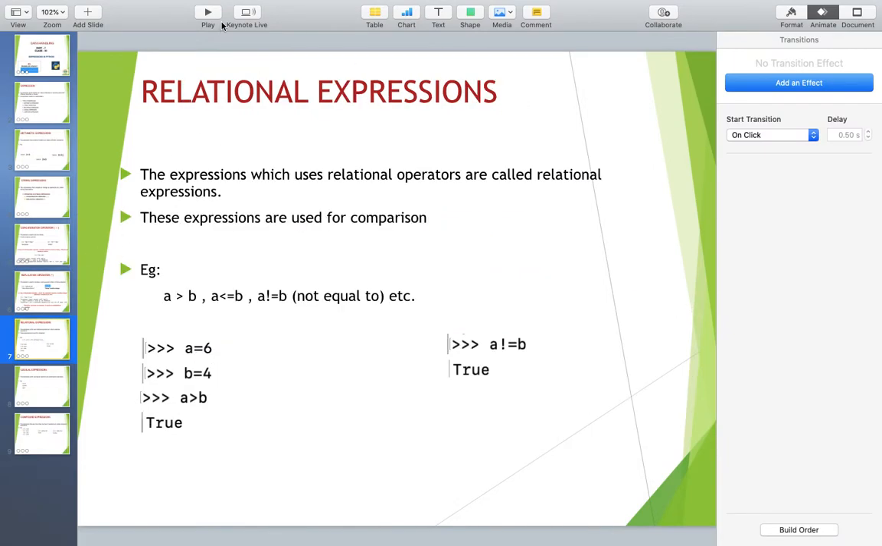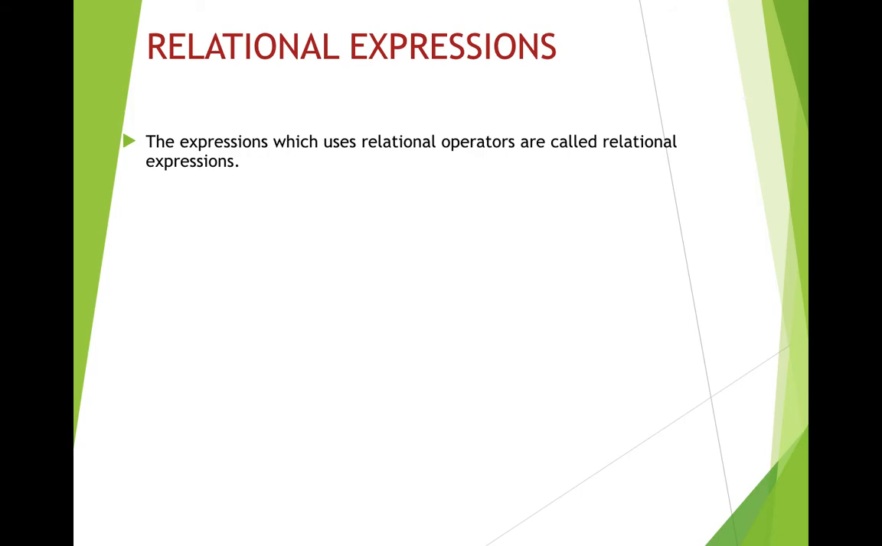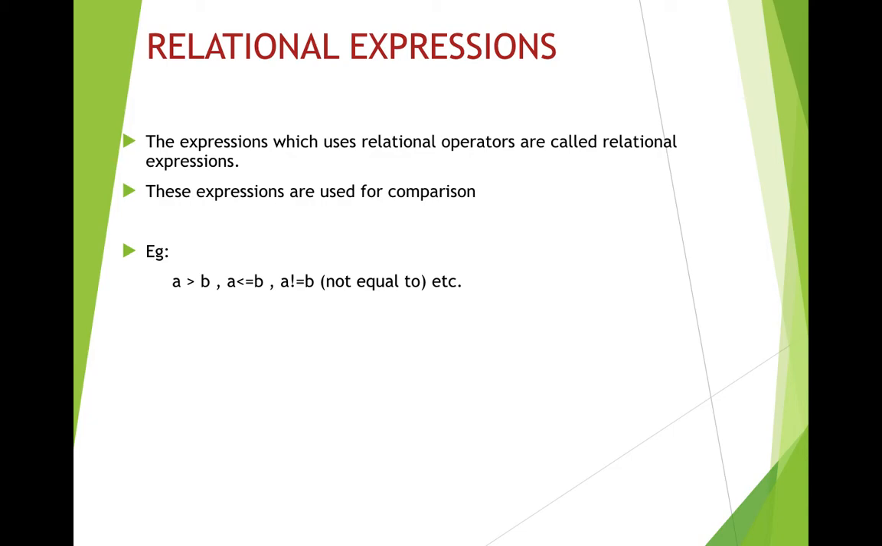Now let's move on to the next type of expression, which is the relational expression. The expression which uses relational operators is called a relational expression. Relational operators means greater than, less than, greater than or equal to, less than or equal to. These are called relational operators. Now in the expression, if we have some literals or variables along with the relational operators, then that type of expression is known as a relational expression. These expressions are used for comparison. For example, if we write a greater than b, or a less than or equal to b, a not equal to b, this falls under the category of relational expressions.